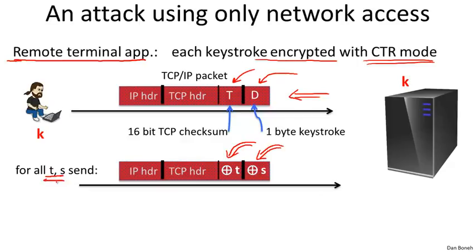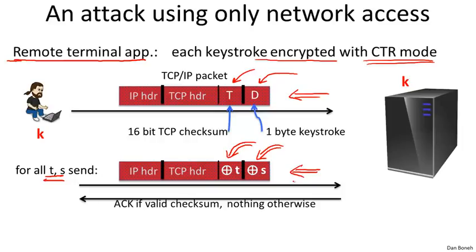Now remember, a property of counter mode is that if you XOR the ciphertext with T, after decryption, the resulting plaintext is also XORed with T. Similarly, if you XOR the encrypted data with S, after decryption, the resulting decrypted data will also be XORed with S. Now, the server is going to decrypt this modified packet, and the resulting packet is going to have the checksum XORed with T and the data XORed with S.